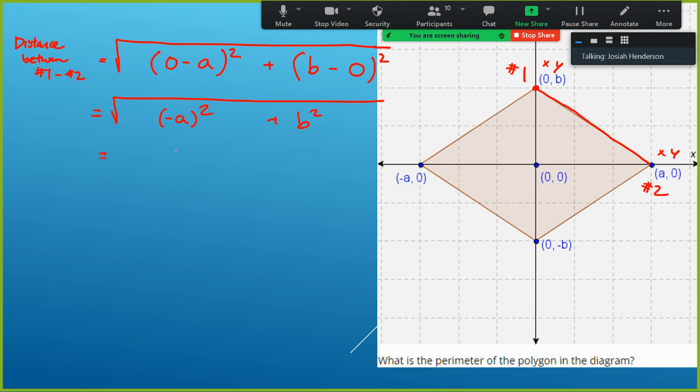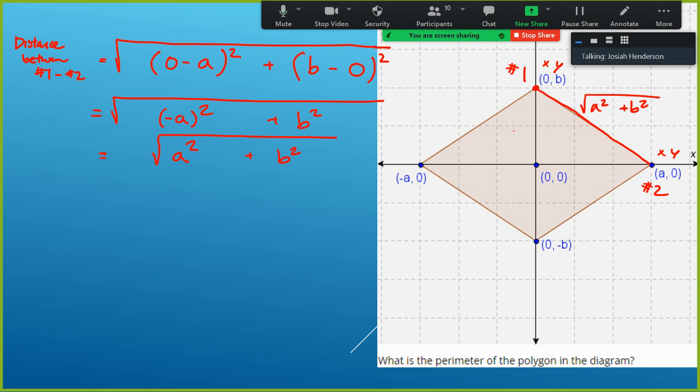Square. A squared plus b squared. And that is the length of point 1 to point 2. It's the square root of a squared plus b squared. And that's the best we can do because a and b are different values, or at least they could be, so we can't add them together. Nor can we figure out what that value is until we have numbers for them.